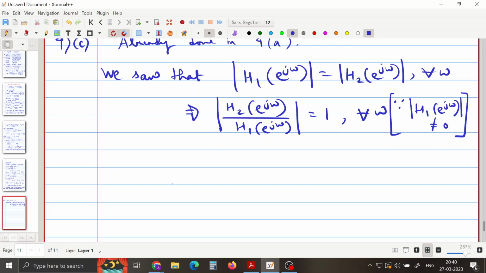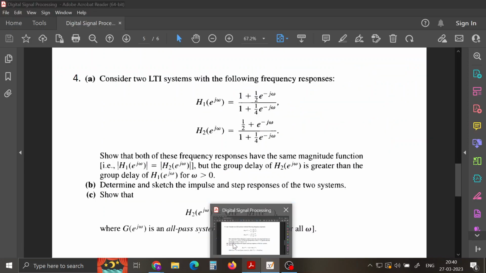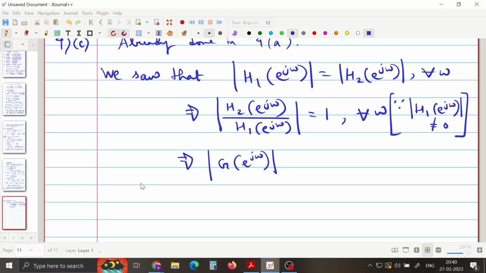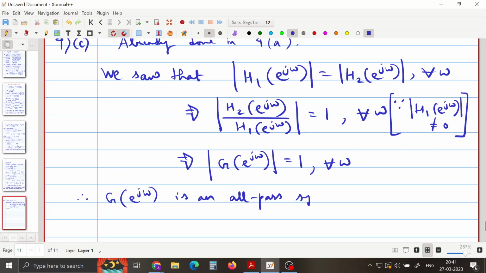And so this is our G of e power j omega as given in the question, which is this. So G is H2 by H1, right? This holds for all omega, and thus we have proved this is an all pass system.